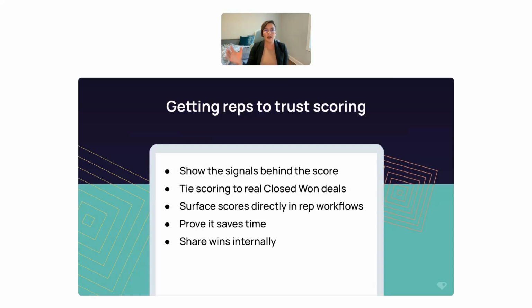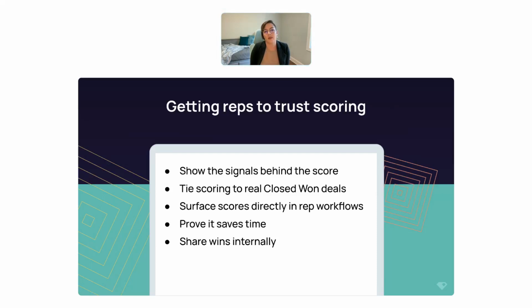So the last thing I want to talk about is getting reps to trust that scoring. The last piece here is adoption, of course. Even if your scoring's great, it won't work if your reps aren't going to trust it and aren't going to work those lists.